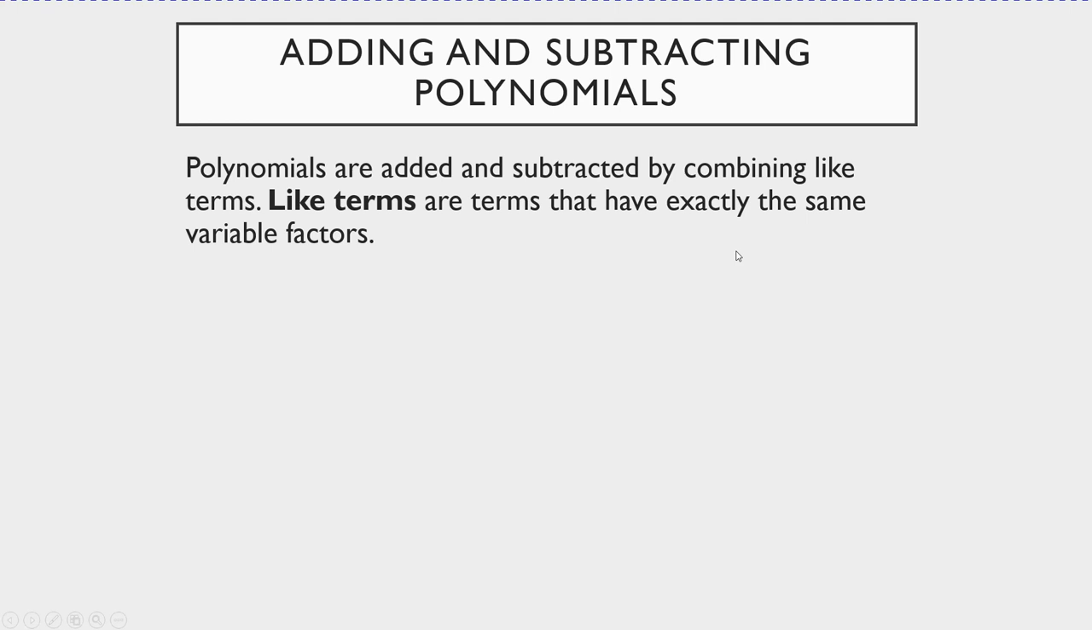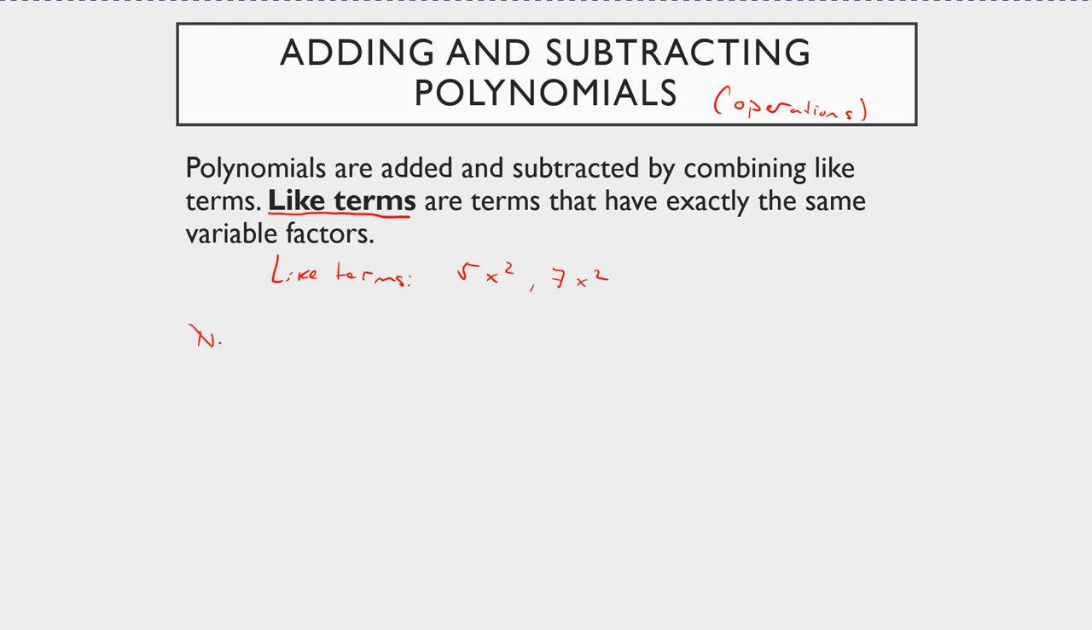Now we want to talk about some simple operations on polynomials. Polynomials are added and subtracted by combining like terms. We've actually covered this before in a previous lecture, but like terms are terms that have exactly the same variable factors. So something like 5x squared and 7x squared. They're like terms because they each have an x squared in them.